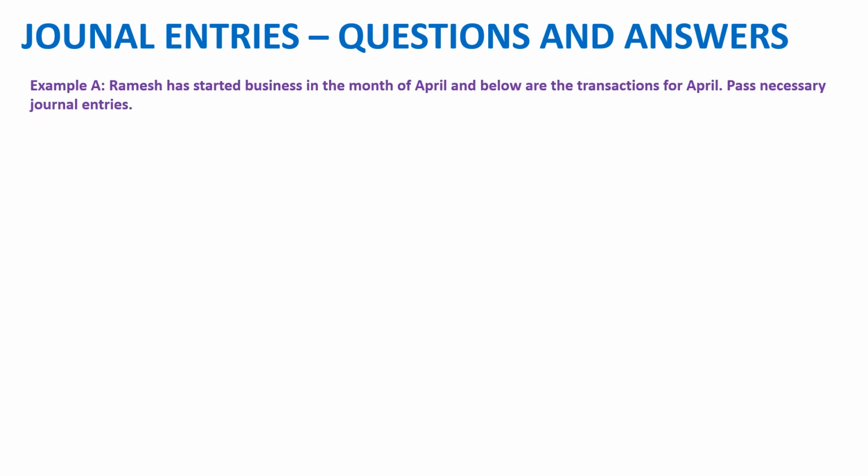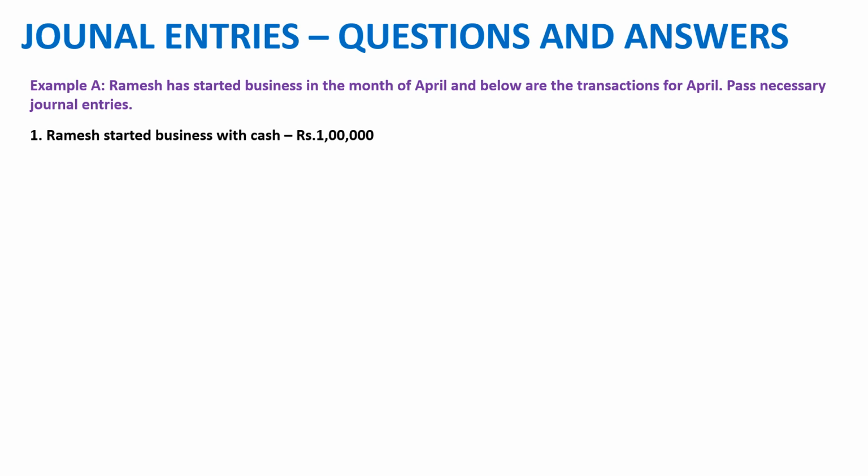Ramesh has started business in the month of April, and below are the transactions for April. Pass necessary journal entries. For all journal entries, I'll be following the modern technique. You can also pause the video and try to answer the questions, and then you can match whether you are correct or not. Let's start with the first transaction. Ramesh started business with cash 1 lakh.